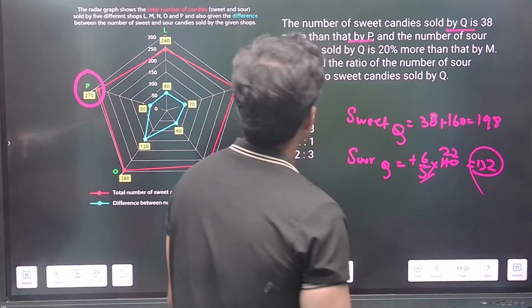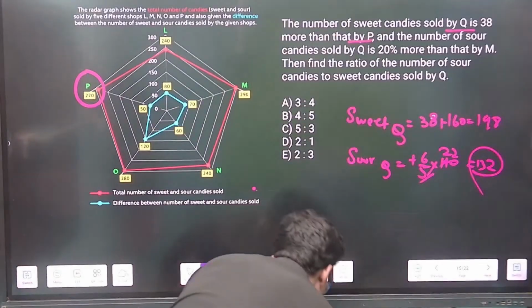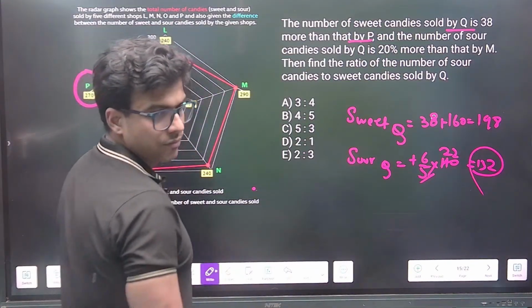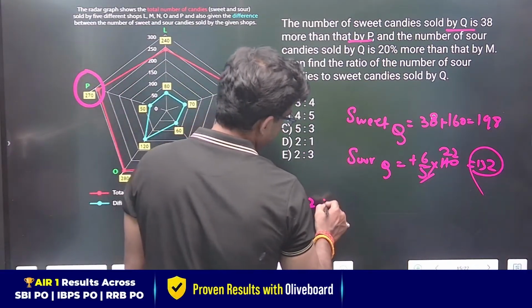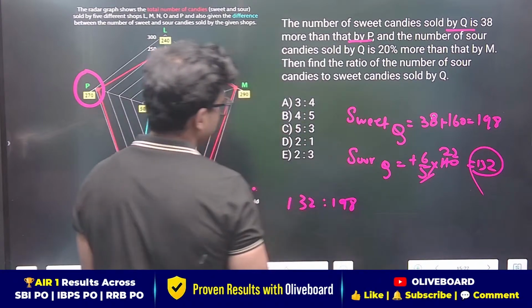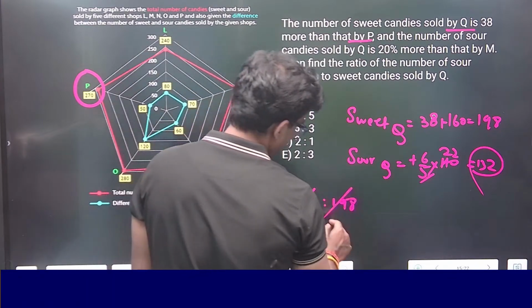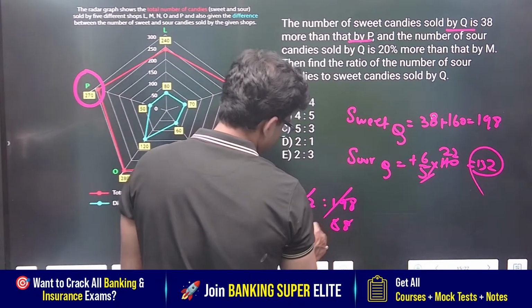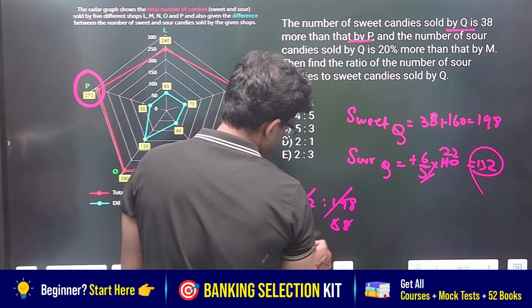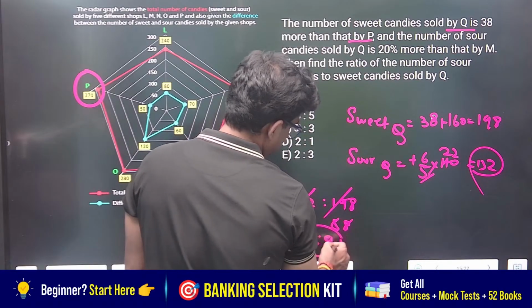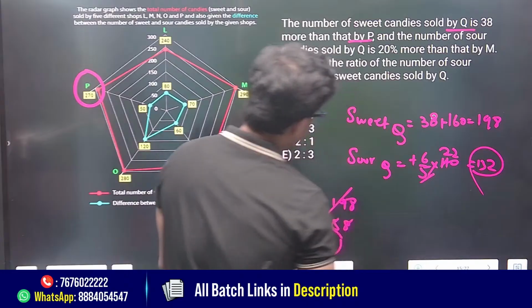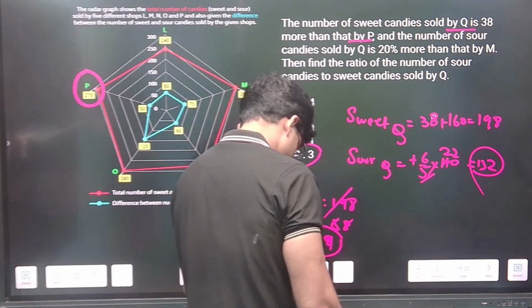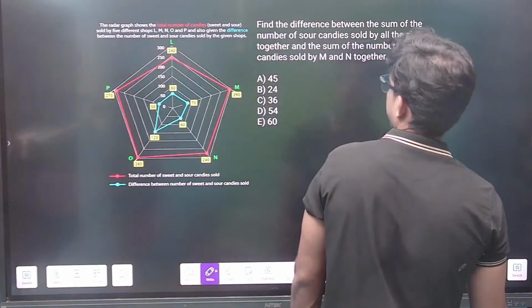Then find the ratio. Can you find out the ratio? 132 is to 198. Divide by 6, 6, 3, 0... Oh, okay, 2 is to 3. Yeah, 2 is to 3. Last one.